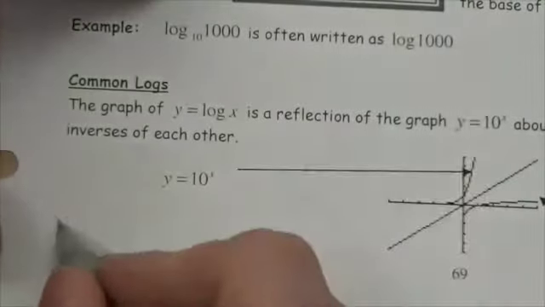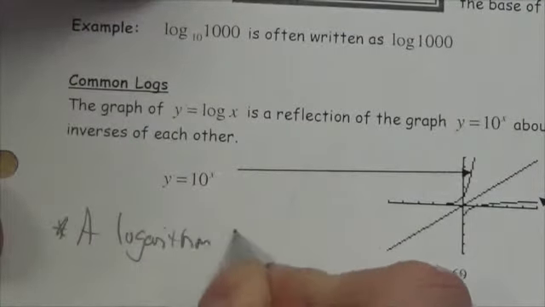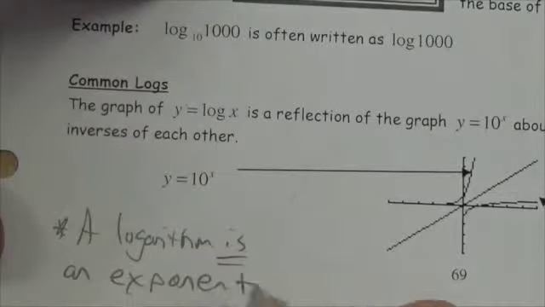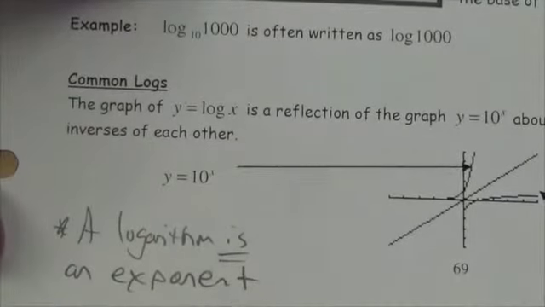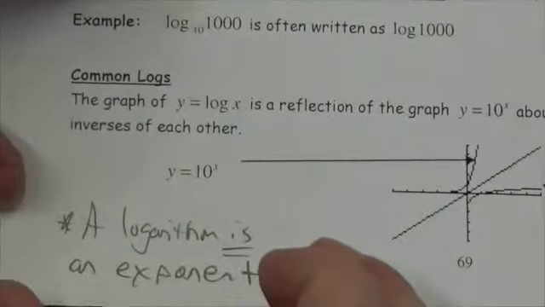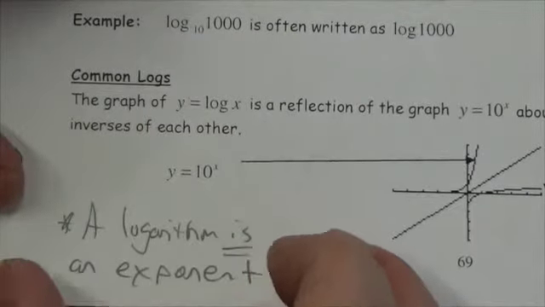In fact, that's probably worth writing. Let's write this down here. A logarithm is an exponent. A logarithm is an exponent. You really want to catch that, because we're going to see some rules for logarithms in a bit, and they're all based on the fact that a logarithm is an exponent.